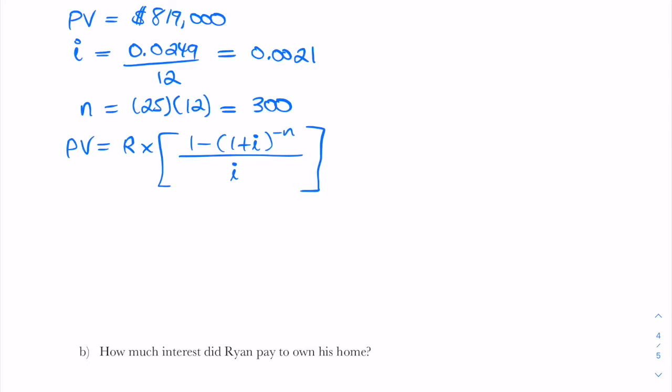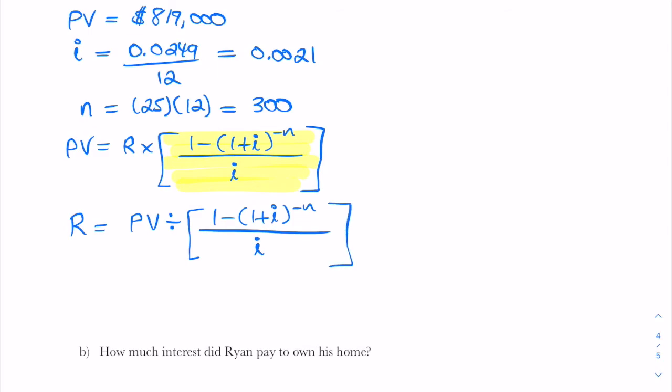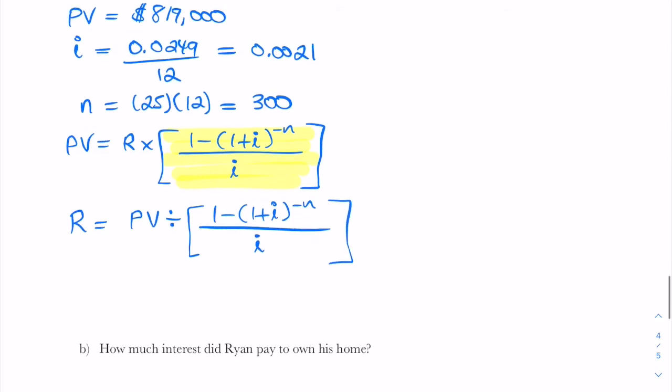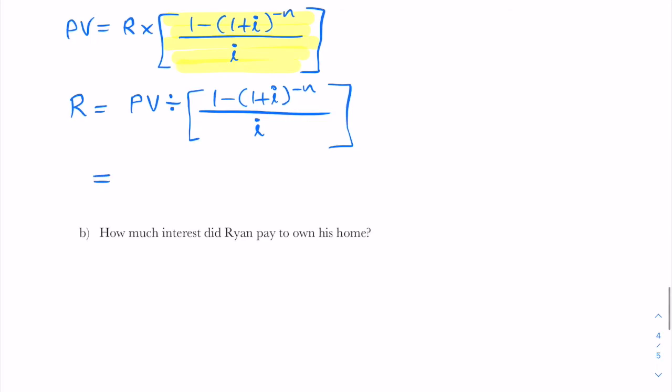Now notice we're being asked to find R, the monthly payments. So you're going to have to divide both sides of the equation by this expression in brackets, sort of like what we did in example 1. And it looks like we're all set. So let's plug in the numbers. The present value, or the mortgage, is $819,000.